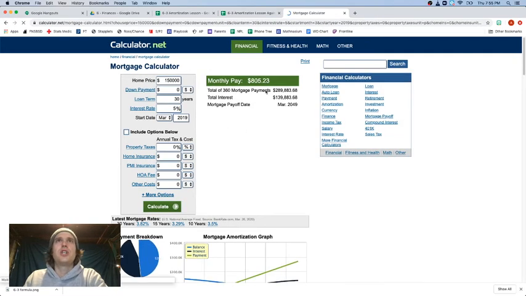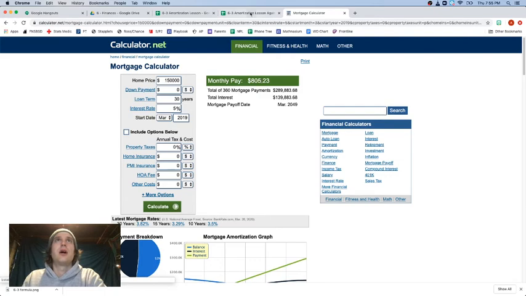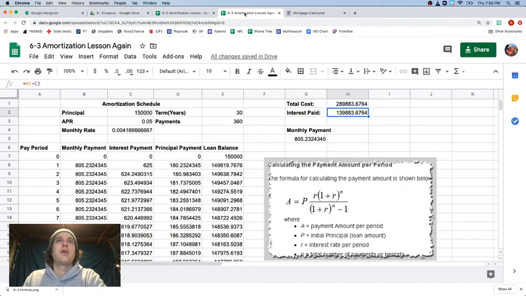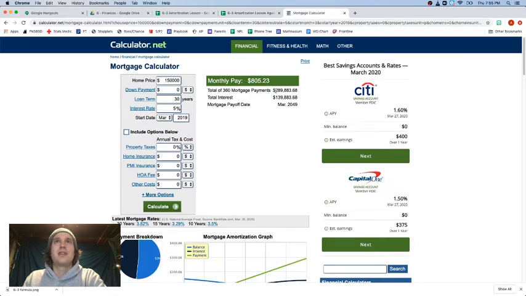Now notice we should get 805.23. If we look back at our lesson, that's the price we got with the equation. We get the same 289,000 for the total, and we get the same 139,883.68 for our interest paid. So what is that? That feels good. You know, the math we did has now been validated by calculator.net. Thank you, calculator.net, for all of the mental security that you've provided us.